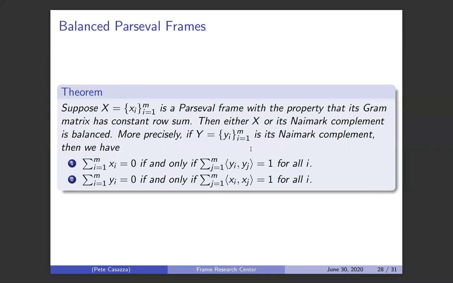That is, the x_i's are actually P of e_i coming from above. And this says that either the sum of P of e_i or the sum of minus P of e_i has to be 0. At least intuitively, I never could quite figure out why this is true. Maybe one of you can figure out a logical reason this is true. So if y_i is this Naimark complement, then the sum of x_i equals 0 if and only if the sum of y_i y_j equals 1 for all i. And the sum of y_i is 0 if and only if the sum of x_i x_j is 1 for all i.